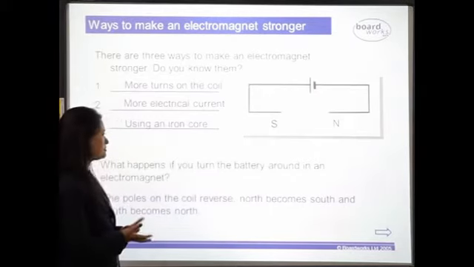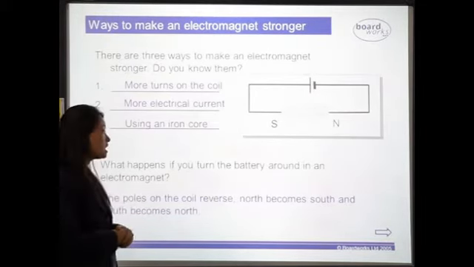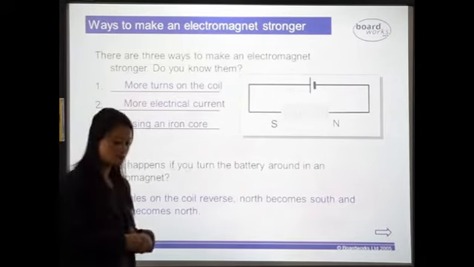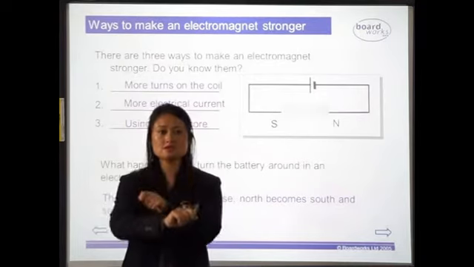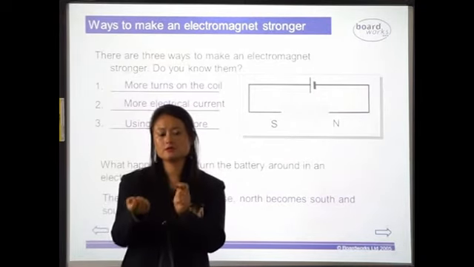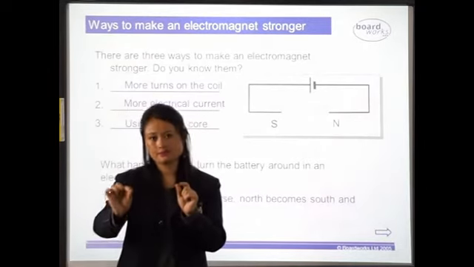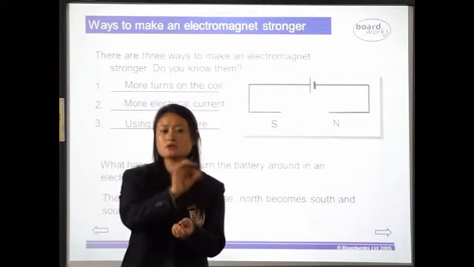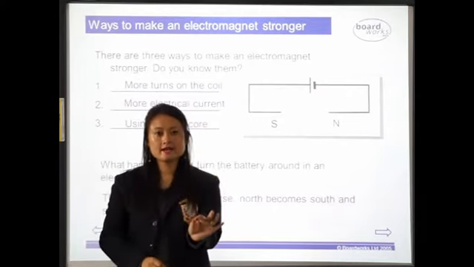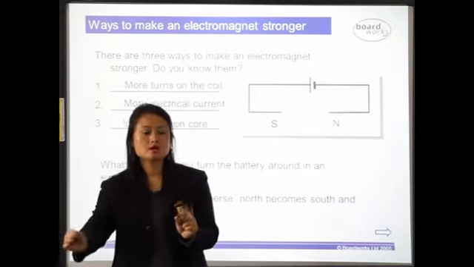So what happens if you turn the battery around in an electromagnet? That means you flip the battery. The poles of the coil are reversed. That means north becomes south and south becomes north. So say you've been using a battery and you just change its position. If the coil was connected to the negative side, you connect it to the positive side, and the end connected to the positive, you take to the negative.